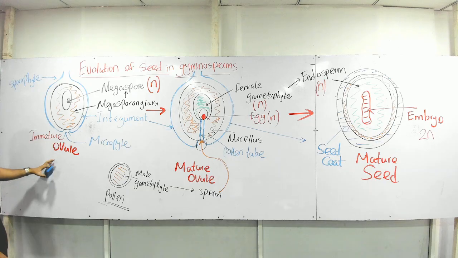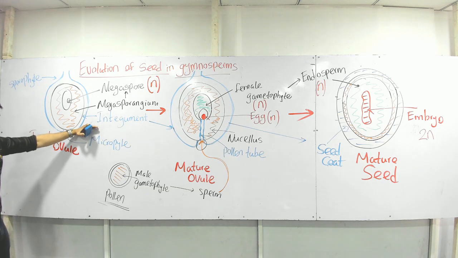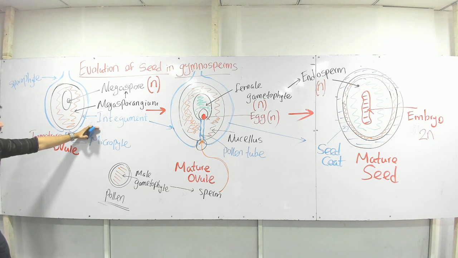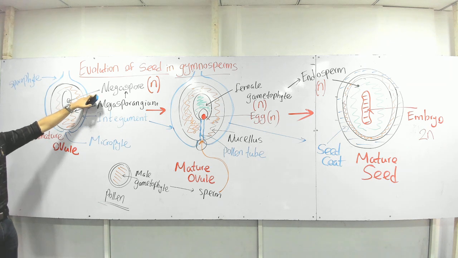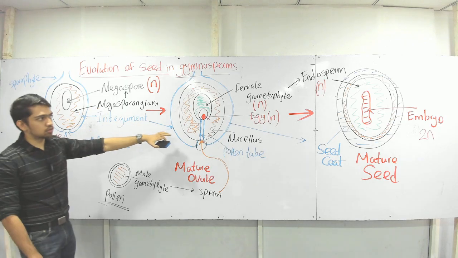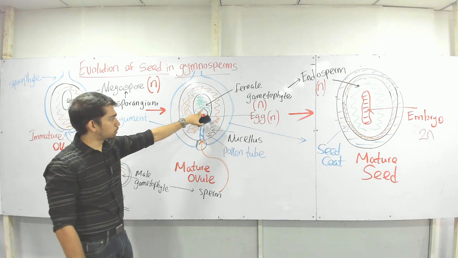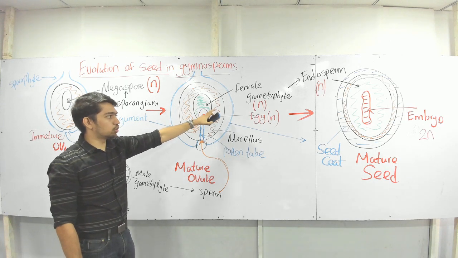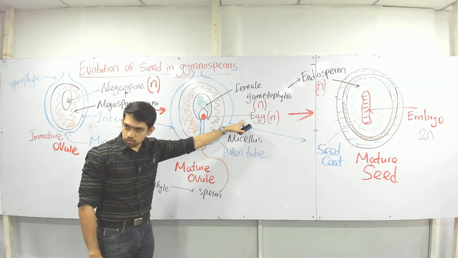What is an ovule? It has two stages. The immature ovule has what? The megasporangium surrounded by a protective layer called integument. Okay, megasporangium is going to produce a megaspore. That megaspore is going to become what? Female gametophyte. Female gametophyte is going to produce an egg.